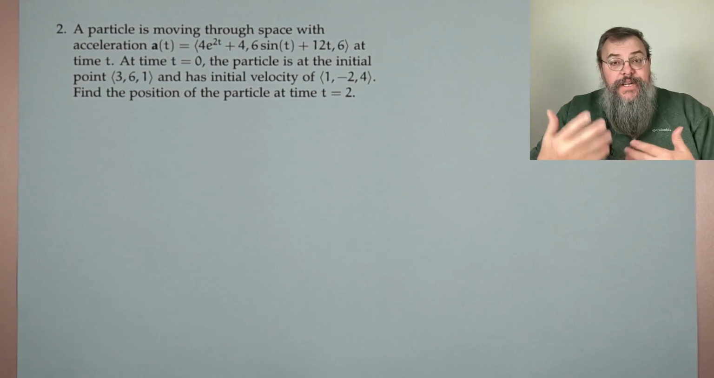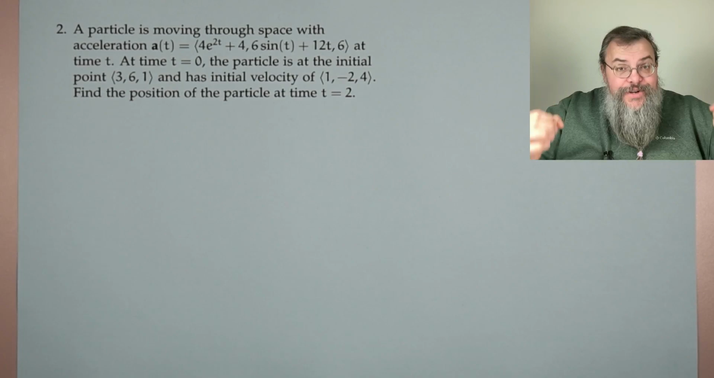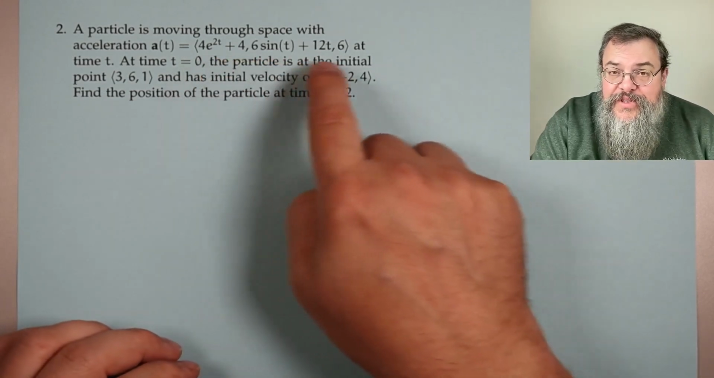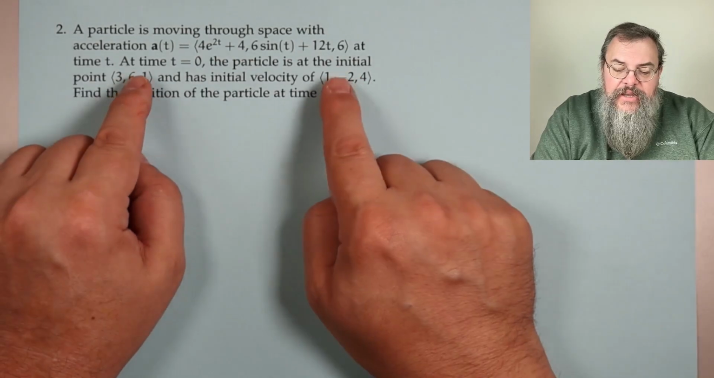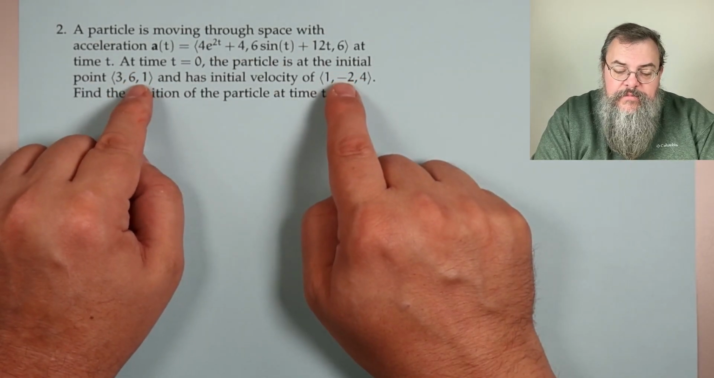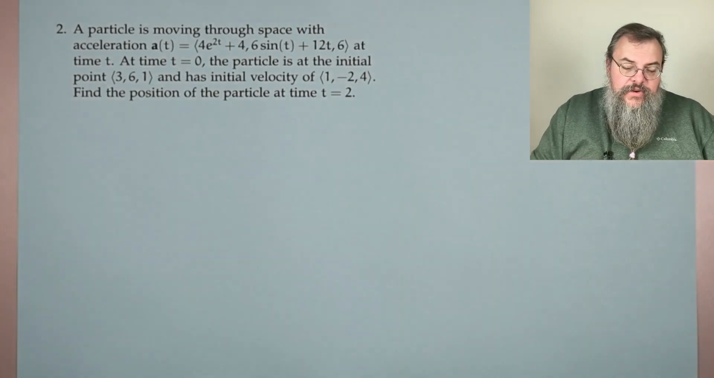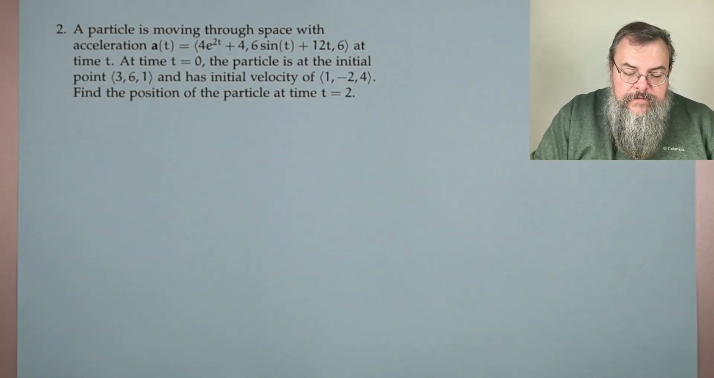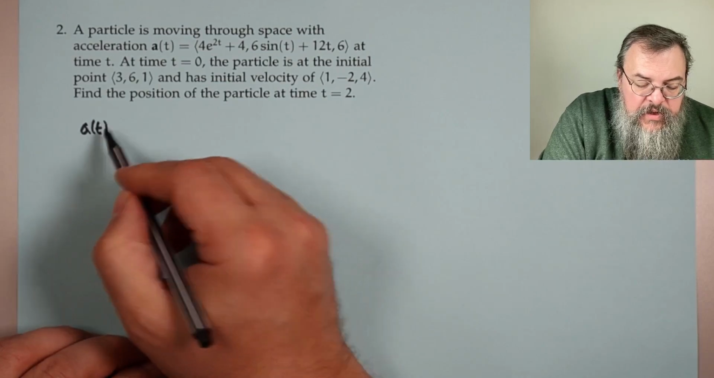Now, every time we integrate, we have constants that we need to solve for. Constants plural, because we have multiple slots. Each slot will get its own constant. But that's okay, because we have some initial conditions, and that will help us solve for our constants. So let's write down what we have. Okay, we'll start with our a of t. And here we go.